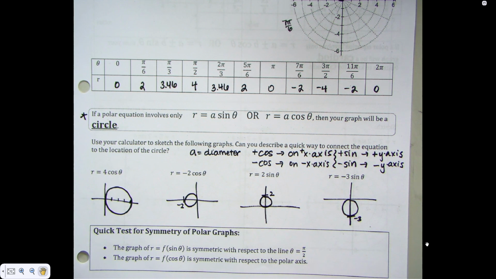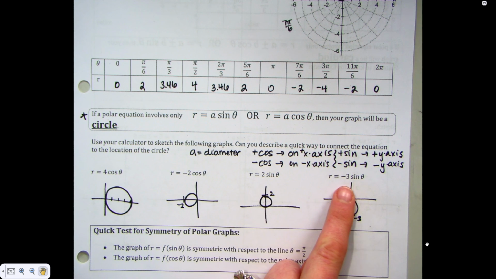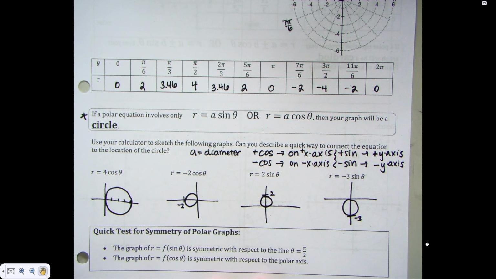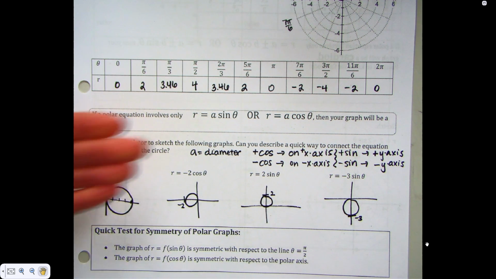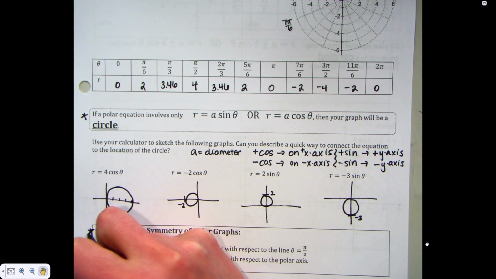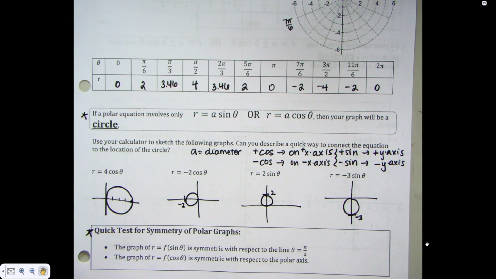The last part on this page is just this test for symmetry. Notice that when I have a function that is a function of sine, right, then my axis of symmetry is the line theta equals pi over 2. It's what used to be our y-axis. If I have a function in polar that is a function of cosine, then I will have symmetry with respect to the polar axis, which is essentially theta equals 0, or your x-axis previously. And we're going to talk about this when we move into the next grouping. So I'm going to pause here, and we're going to come back and we're going to talk about something called cardioids.